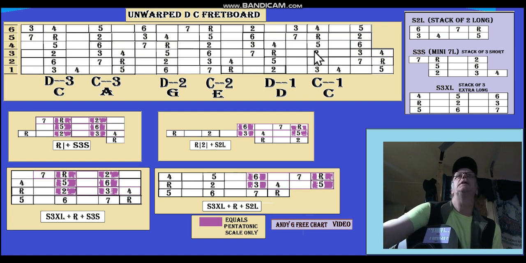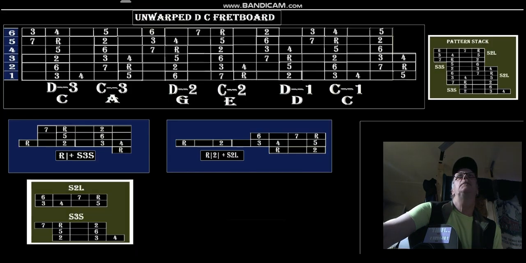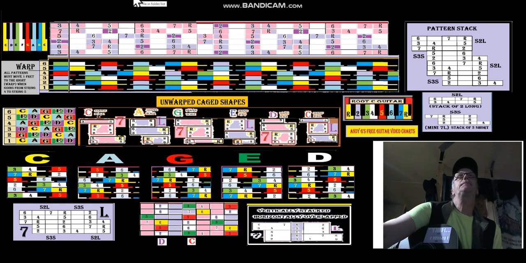There's the D shape. Okay. This is on a warped fretboard. So let's get to a warped one so we can see what's going on. The D shape back here, this is a warped fretboard. So you would start on the 2 here.